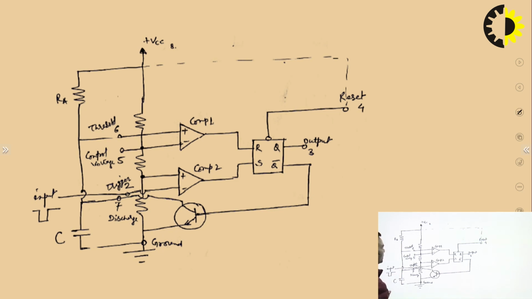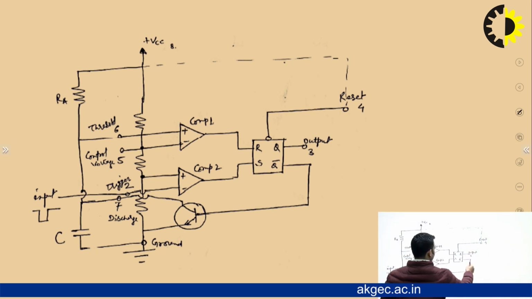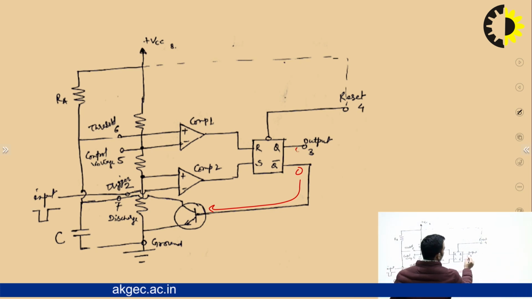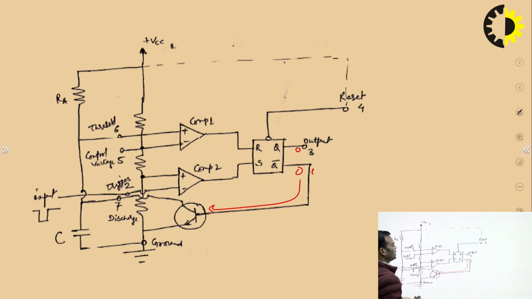So what will happen? The output may be either 0 or 1, whichever you want to consider. If its output is 1, then Q bar will be 0. If it is 0, that means this transistor will be open circuited. Or if you consider it as 0, then Q bar should be 1. If it is 1, that means this transistor will be short circuited. So let us consider initially its output is 1, then what will happen?